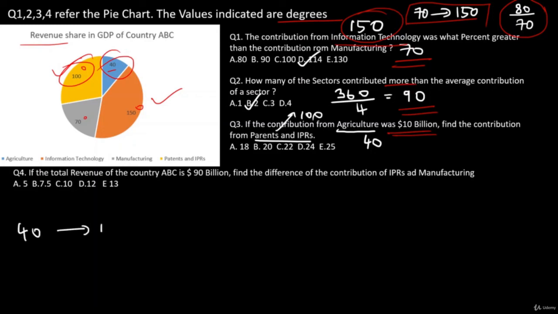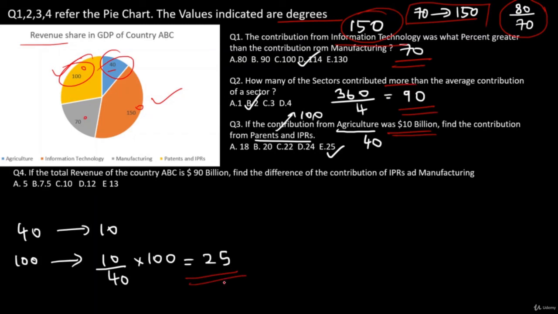So 40 degrees is 10 billion. How much is 100 degrees, right? Because patents and IPRs are 100 degrees. So for this, you do 10 by 40 into 100, and that gives you 25 billion as the answer, which is option E. All right, now let's proceed to the last question over here.